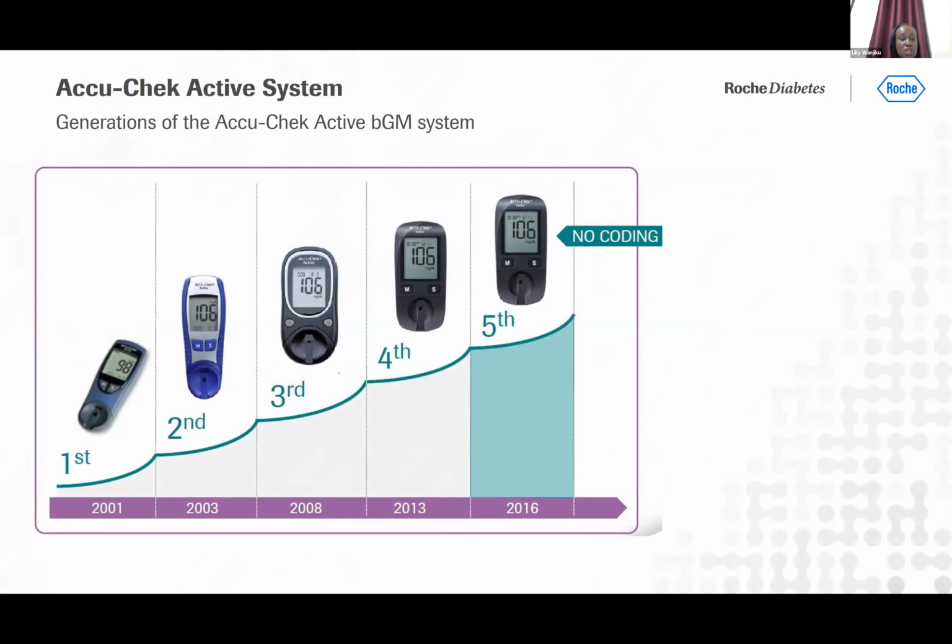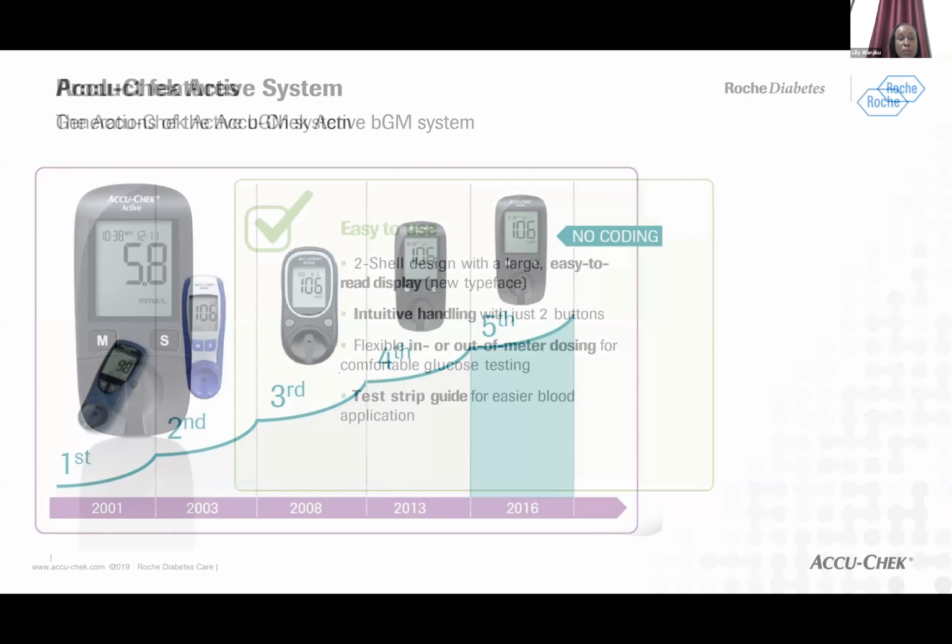So AccuCheck Active has been there long enough. We've had several generations of AccuCheck. We have the first, the second, the third, the fourth, and the fifth. So just to let you know that the AccuCheck Active system has been there for more than 40 years. But basically, we started developing different generations in 2001. And then up to 2016, when we brought in the new AccuCheck Active with no coding. For those who are probably very familiar with AccuCheck Active, initially we used to have a coded meter, but now the meter we have requires no coding.